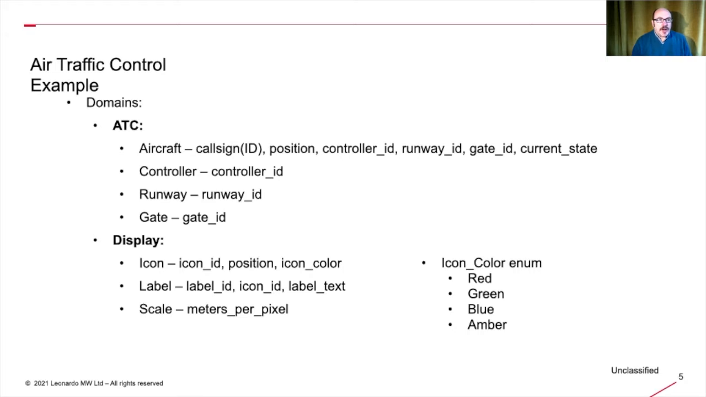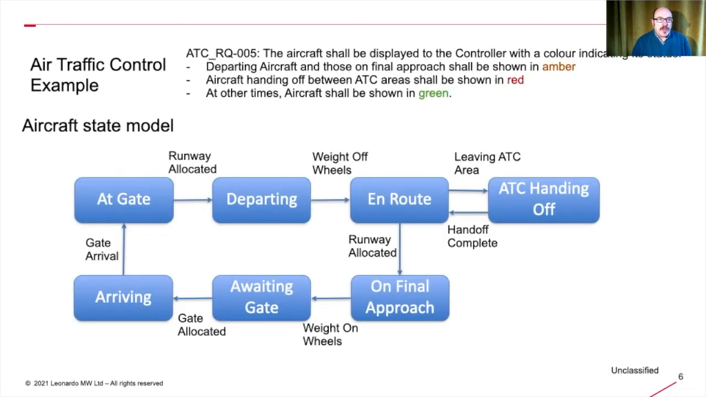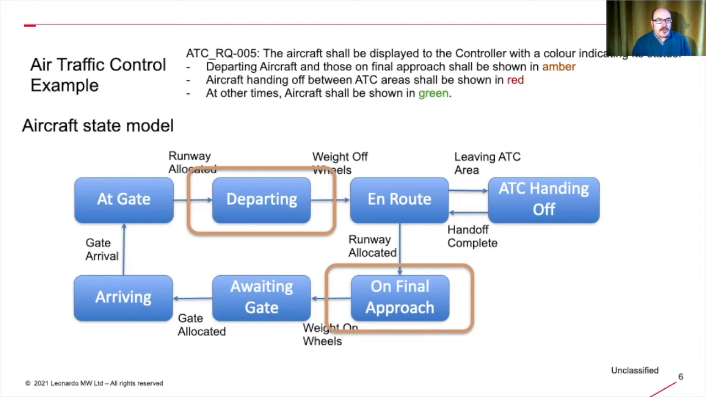So here's the air traffic control example. We've got a requirement here, which is that the aircraft shall be displayed to the controller with a colour indicating the aircraft status. So aircraft that require a bit more attention from the air traffic controller, those that are departing and arriving on final approach, they're going to be shown in amber. And at most other times, the aircraft is going to be shown in green.